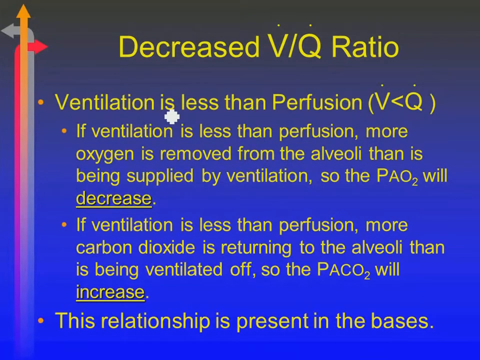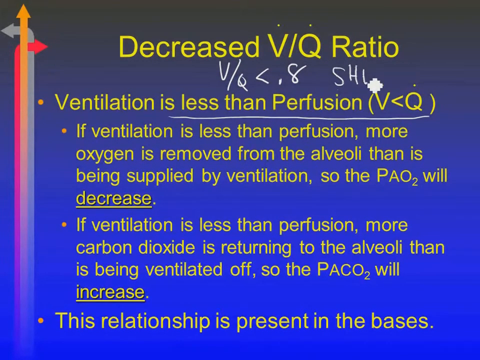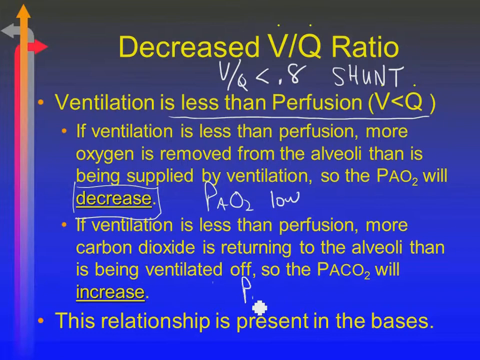Look at the other way around. This is where ventilation is less than perfusion. This would be a VQ relationship less than 0.8. This is what we would call a shunt unit. Well, ventilation is less than perfusion. That means that oxygen's being removed, and you'll end up having alveolar values that go down. So PaO2 will be low. Ventilation is less than perfusion. That means that CO2 is being brought back, but is not being eliminated. So CO2 levels are going to rise.